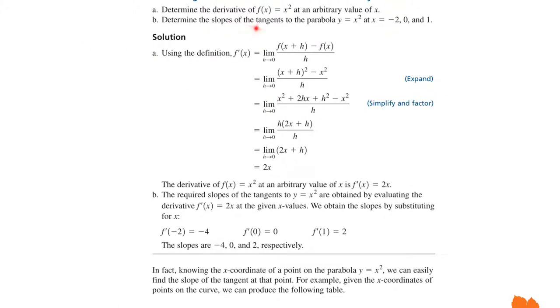Determine the slope of the tangent line to the parabola at x equals negative 2, 0, and 1. We know the derivative at x, which is the same as the slope of the tangent line at x, is 2x. Therefore, when x is negative 2, the slope of the tangent line is minus 4. When x is 0, the slope of the tangent line is 0. And when x is 1, the slope of the tangent line is 2.